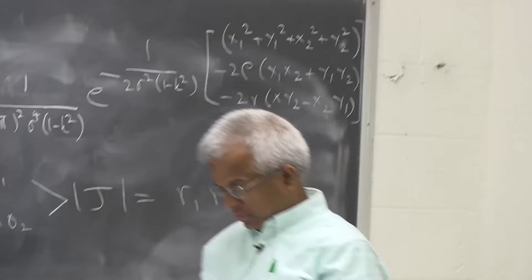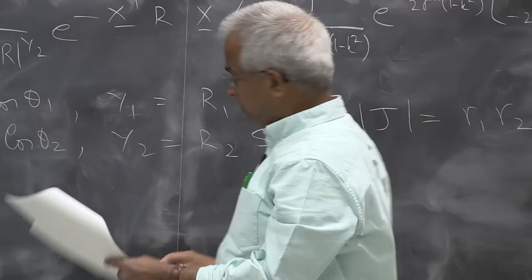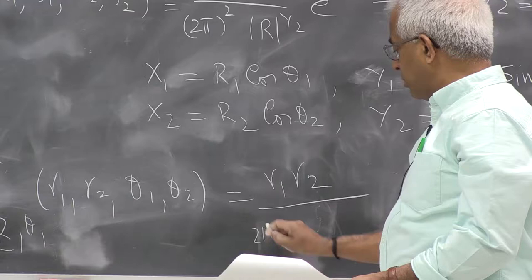If you do that, you can clearly follow it. You have an r1 r2 because of the Jacobian. Then you have a 2 pi squared sigma to the fourth times 1 minus k squared.